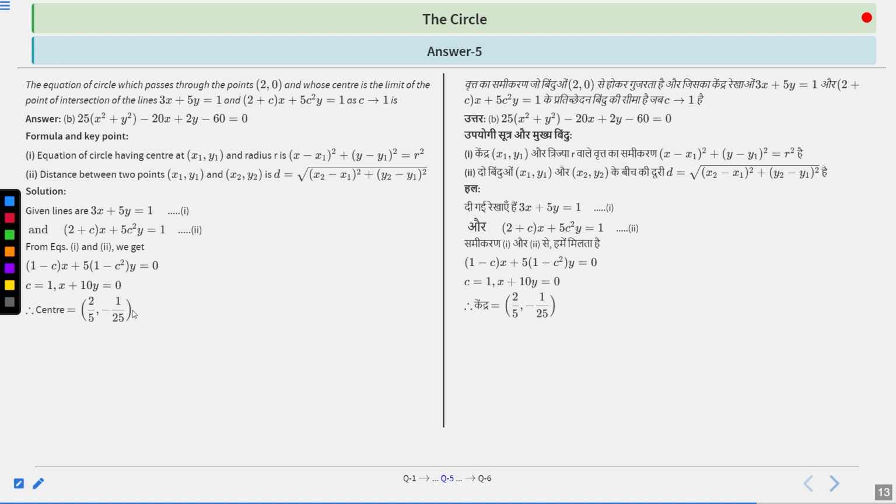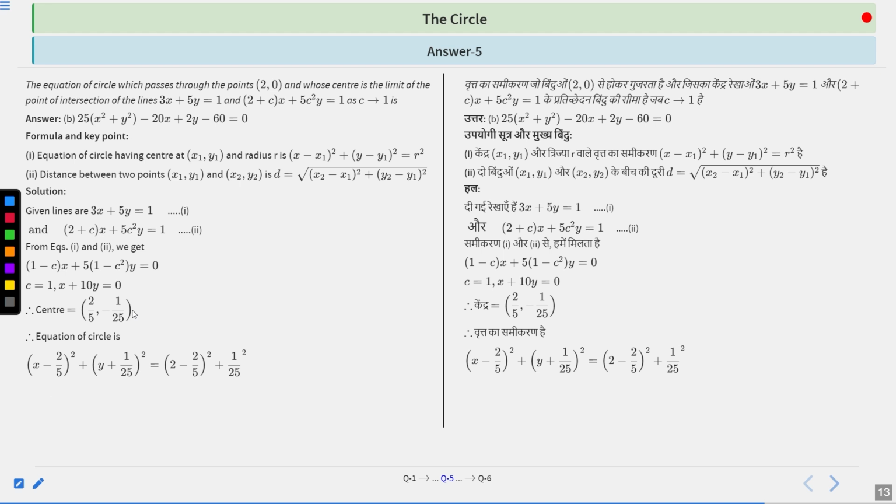Therefore, the center is 2 by 5 and minus 1 by 25. Got it? Therefore, the equation of the circle is x minus 2 by 5 whole square plus y plus 1 by 25 whole square is equal to the radius squared. The radius can be calculated by the distance between the point 2 by 5, minus 1 by 25 and 2, 0, using the distance formula. Therefore, the equation of the circle will be x minus 2 by 5 whole square plus y plus 1 by 25 whole square is equal to 2 minus 2 by 5 whole square plus 1 by 25 whole square.